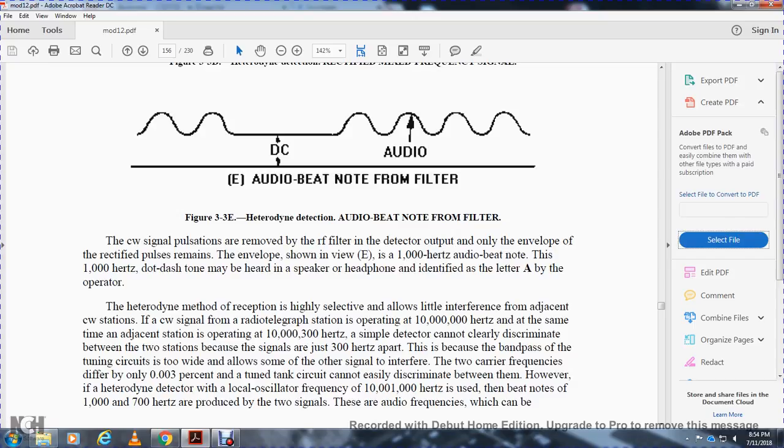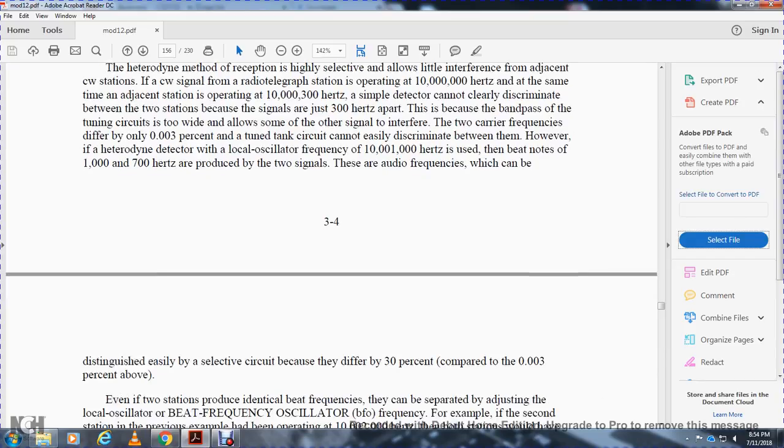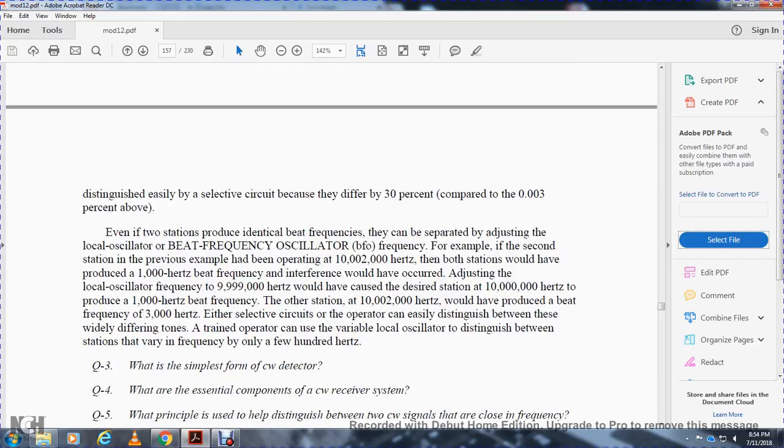However, with a heterodyne detector, a local oscillator frequency of 1,000 Hz above is used. The beat notes of 1,000 Hz and 1,300 Hz are produced by the two signals, frequencies which can be distinguished easily by a selective circuit, because of the difference of 30% compared to 3% above. Even if two stations produce identical beat frequencies, they can be separated by adjusting the local oscillator, the BFO frequency. For example, if the second station operated at 10,002,000 Hz, both stations would have produced a 1,000 Hz beat frequency, and interference would have occurred.